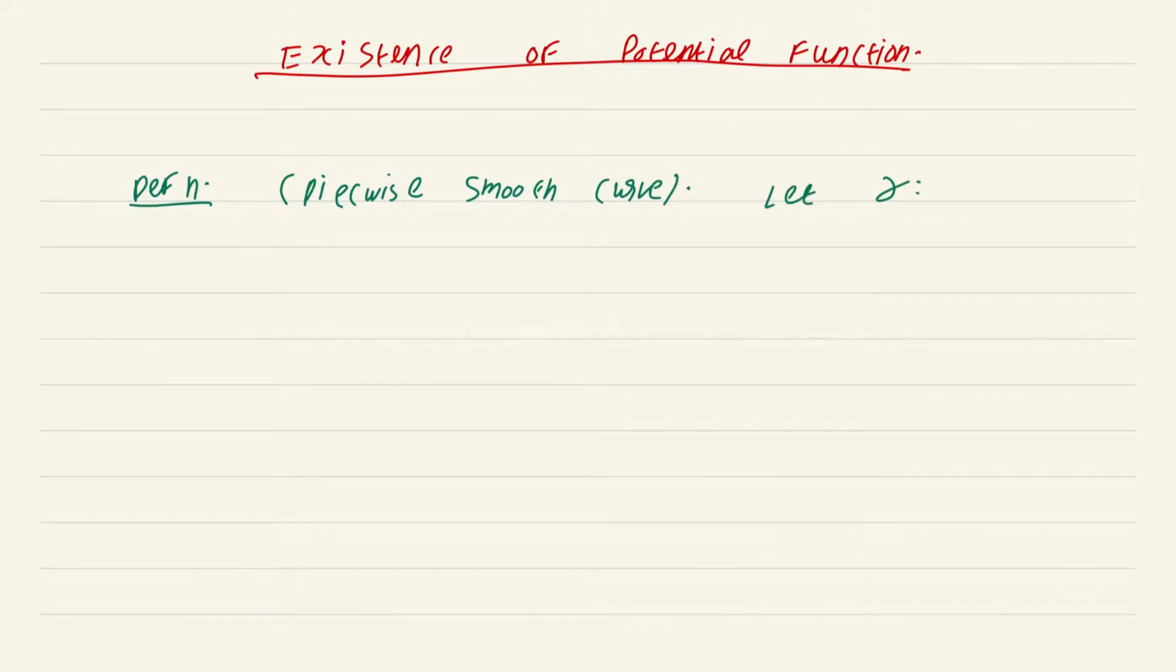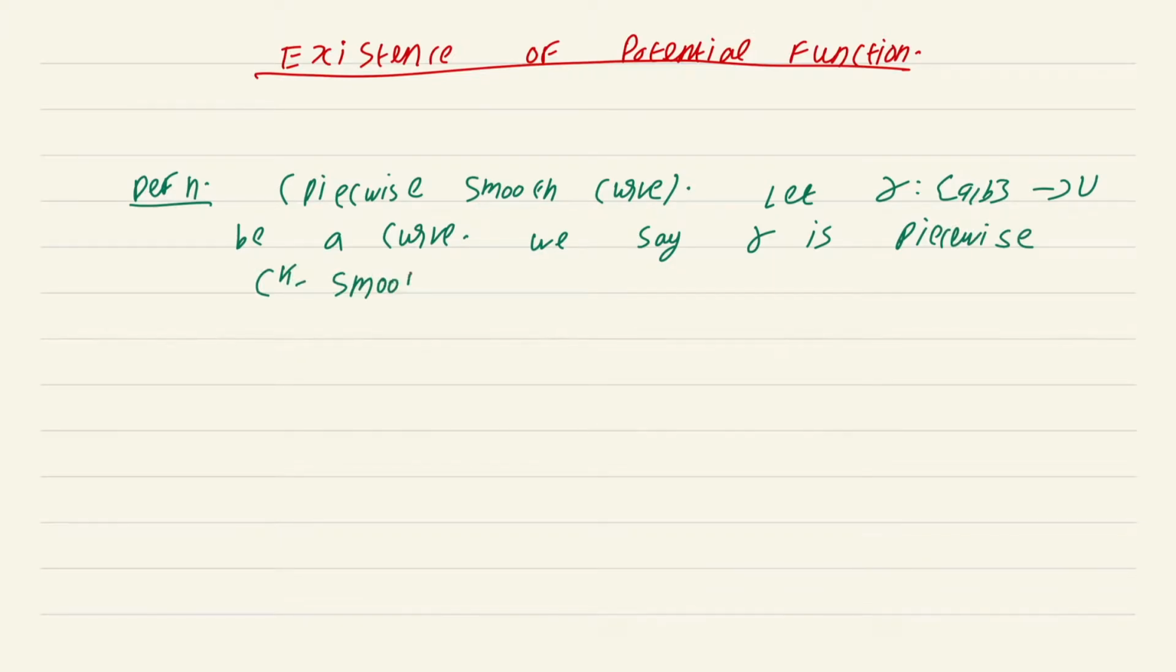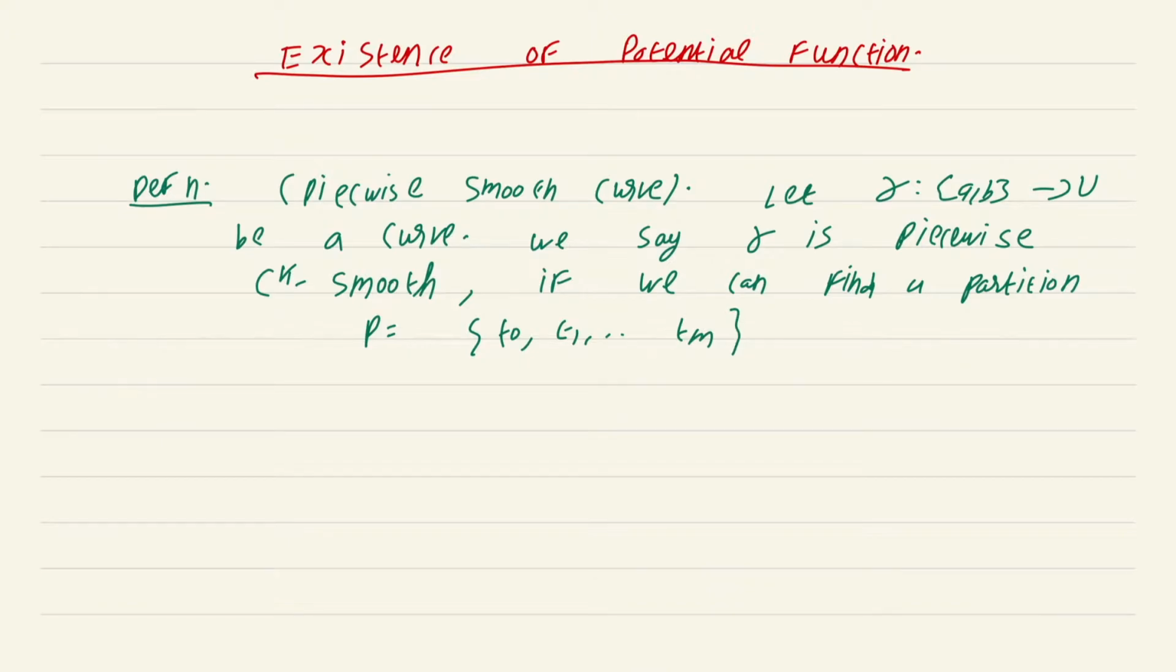Let gamma from AB to U be a curve. We say gamma is piecewise C^k smooth if we can find a partition P equal to T0, T1, ..., Tm, with the usual convention that A is T0 and Tm is B, such that gamma restricted to each [Ti minus 1, Ti] is C^k smooth.